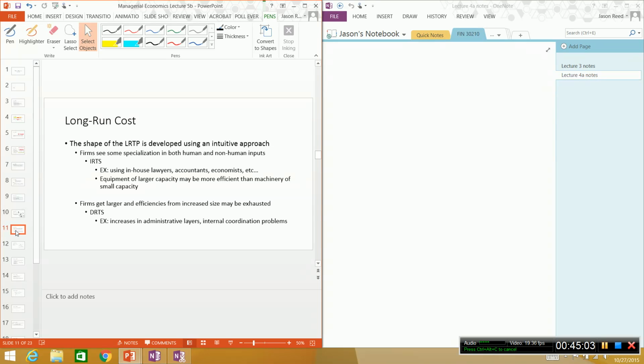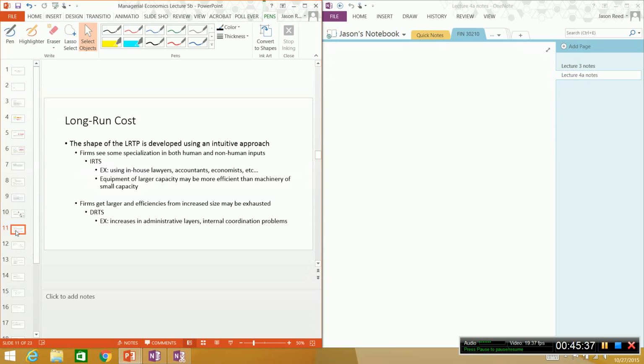So we think that in this increasing returns to scale component, we have firms, the small scalable firm, and we see that they're able to specialize both in human and non-human inputs. Some of the human inputs that they're able to specialize in is saying things like, well, let's have an in-house lawyer. Let's have someone dedicated to taking over all of the law responsibilities. Whereas we could also have dedicated accountants and economists who are going to just look at those factors, and that frees up resources to do other things.